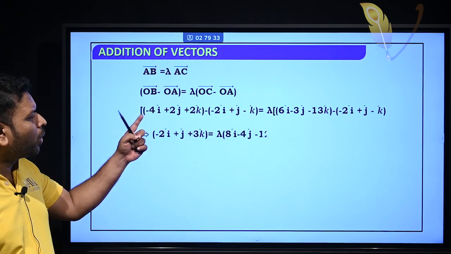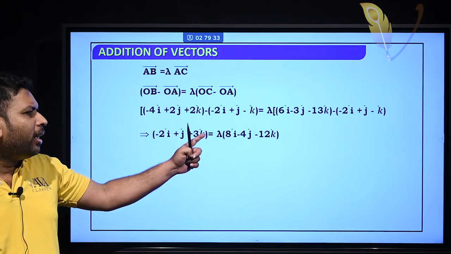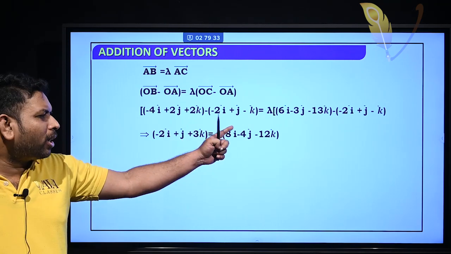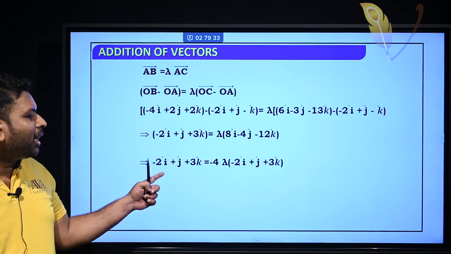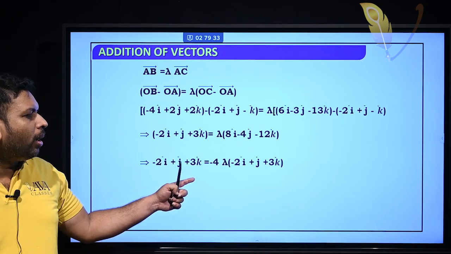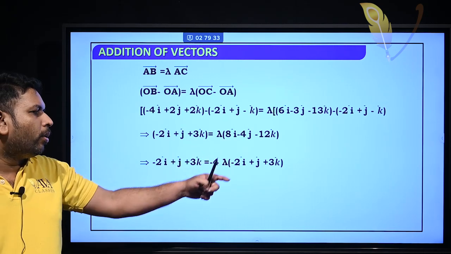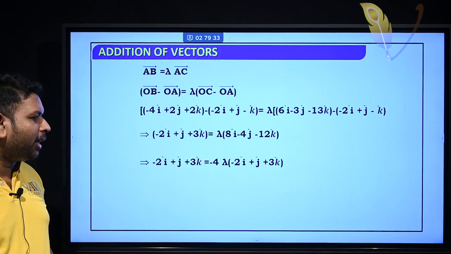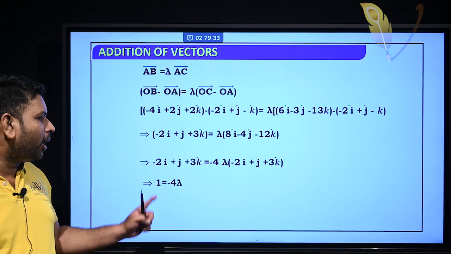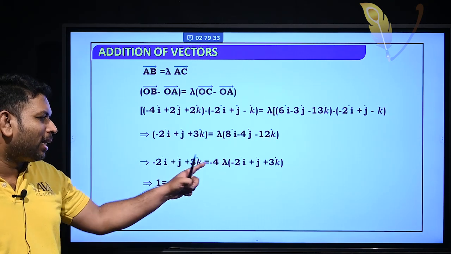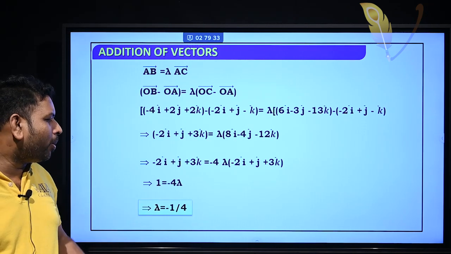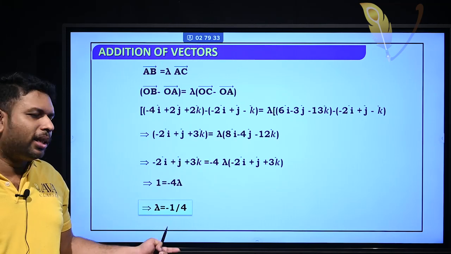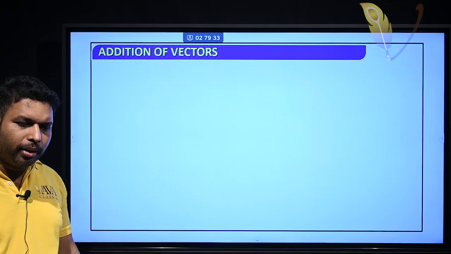That implies minus 2I cap plus J cap plus 3K cap equal to lambda times 8I cap minus 4J cap minus 12K cap. By comparing, we get minus 2 equal to 8 lambda, that is 1 equal to minus 4 lambda. So lambda equal to minus 1 by 4. So this is the value. Or you can compare any two, you always get lambda equal to minus 1 by 4.